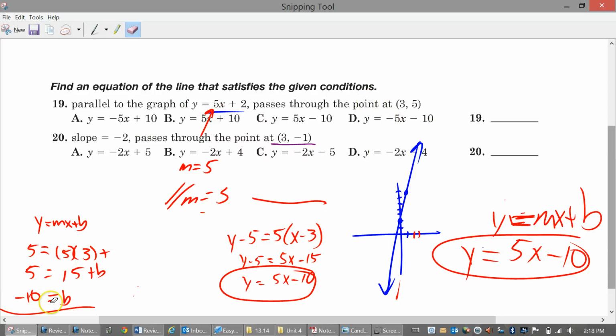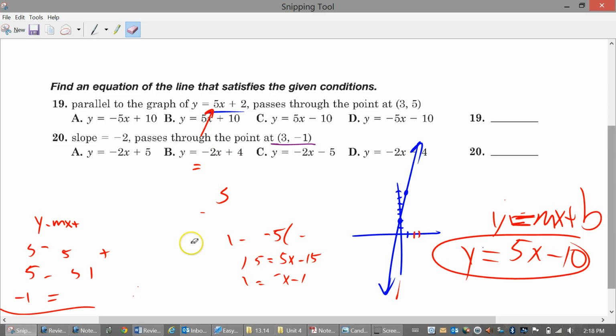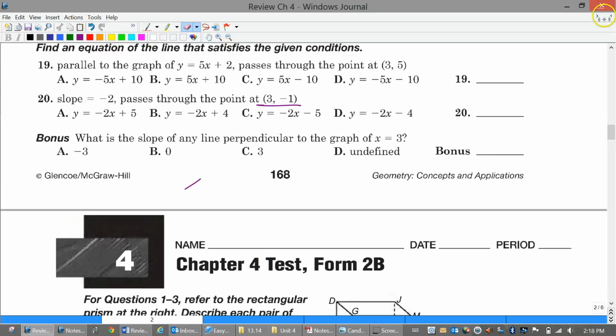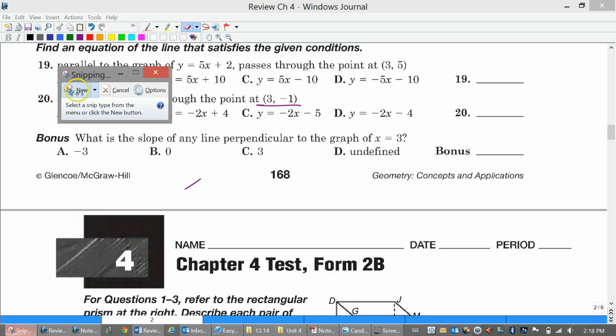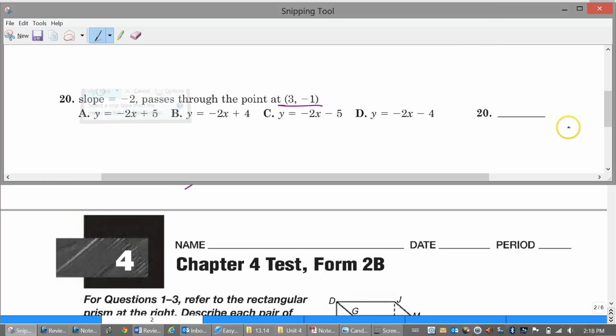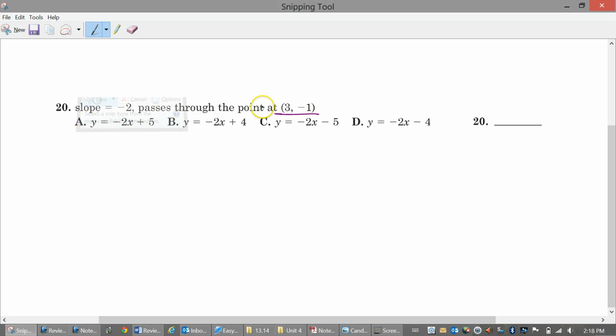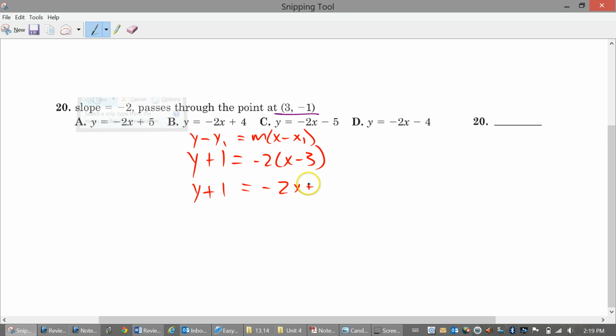Okay. Well, let's look at 20. Okay, slope negative 2 and passes through that point. Well, put it into point slope form. y minus y1 equals m times x minus x1. If you use that formula, you have to memorize it. Tomorrow, you're not going to be given that, or on Monday. Distribute and then simplify.